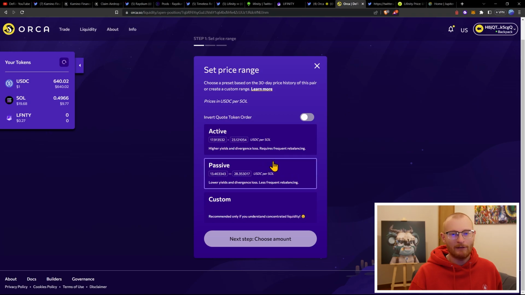Do you want to be high yield and divergence loss, requires frequent rebalancing? Kamino will do that for you. Or low yield and divergent loss, less frequent rebalancing. So if the price goes out of this range, then you won't get anything. So if you're going to go for active, what you want to do is set a reminder. If it falls below that point or goes above, you'll need to go in and change it.